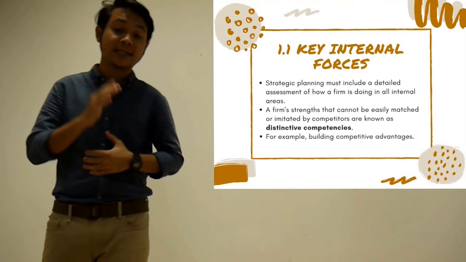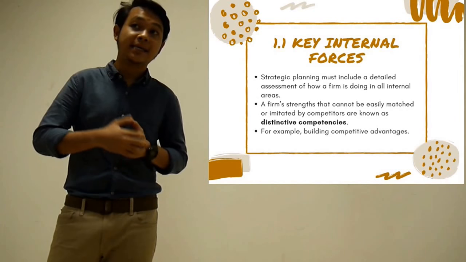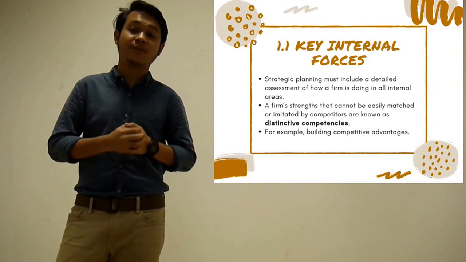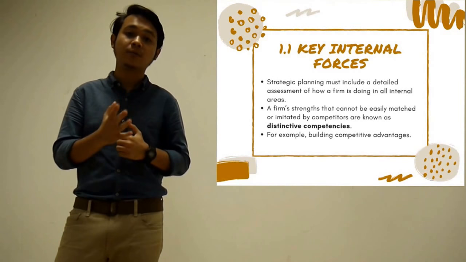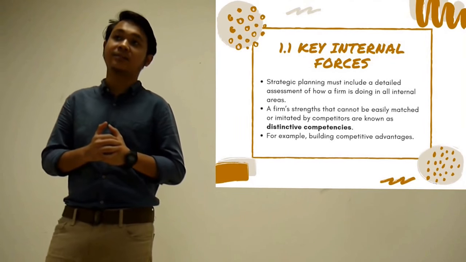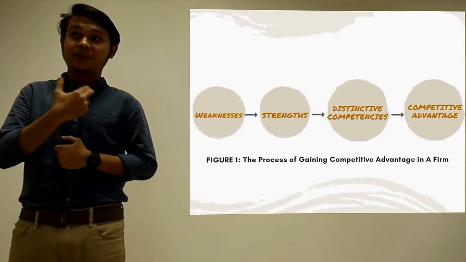So the first one is strategic planning must include a detailed assessment of how a firm is doing in all internal areas. What is distinctive competency? Distinctive competency is a firm's strengths that cannot be easily matched or imitated by competitors. For example, it's like building competitive advantages. Building competitive advantages means taking advantage of distinctive competency. So moving on to the next slide, this is the process of gaining the competitive advantages.